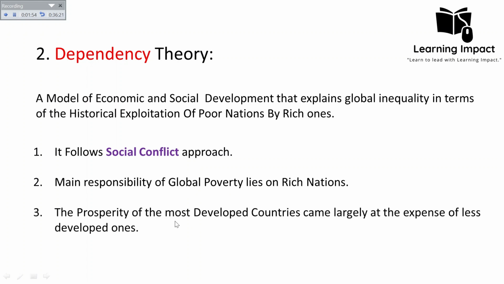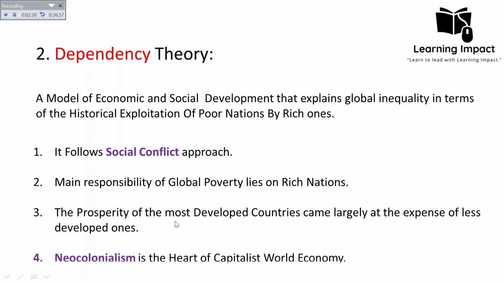And the prosperity of the most developed countries came largely at the expense of the less developed countries. They were extracting raw materials from the poor countries, and as they were more industrialized, they were able to make the finished product, and then they compelled the poor countries to buy this product at a high price, pushing these countries into eternal debt. This is how the rich countries work. So the dependency theory studied this whole process of exploitation of poor nations by the rich ones.